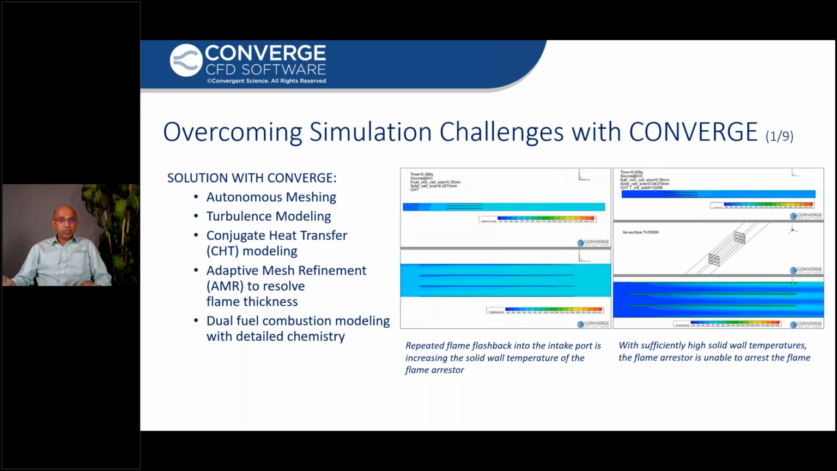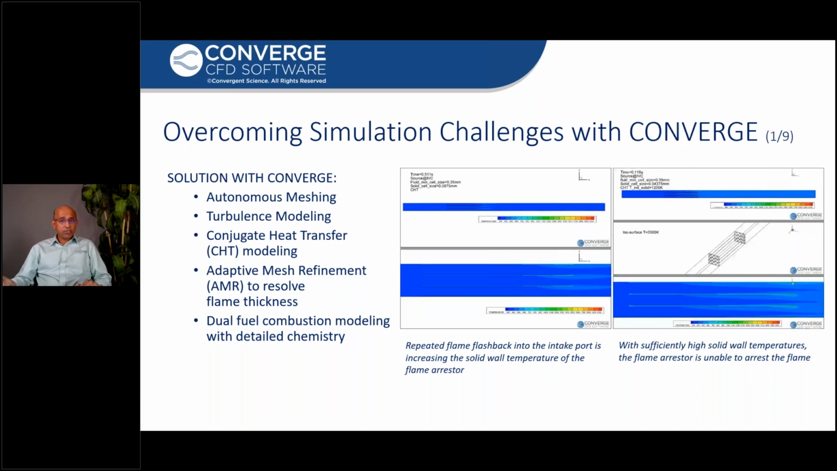The simulation video on the right starts with relatively higher wall temperatures to reproduce a flame arrestor that got heated up due to periodic arrival of backfire flame over several minutes or even hours of engine operation. This video clearly shows how the flame is not arrested when the walls are relatively hotter.